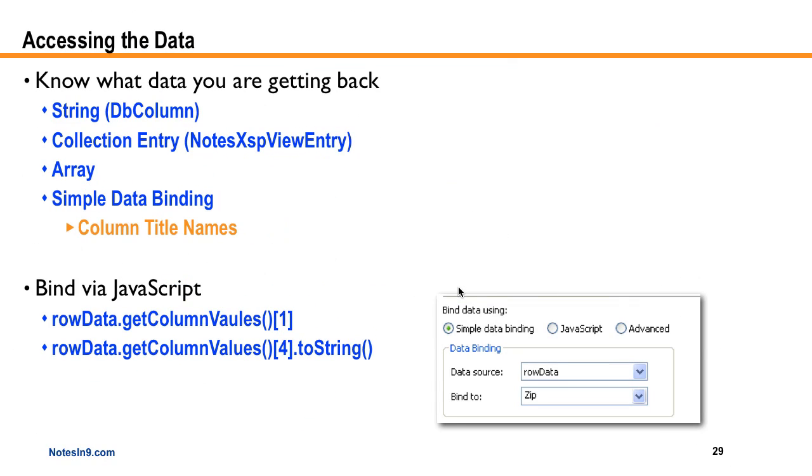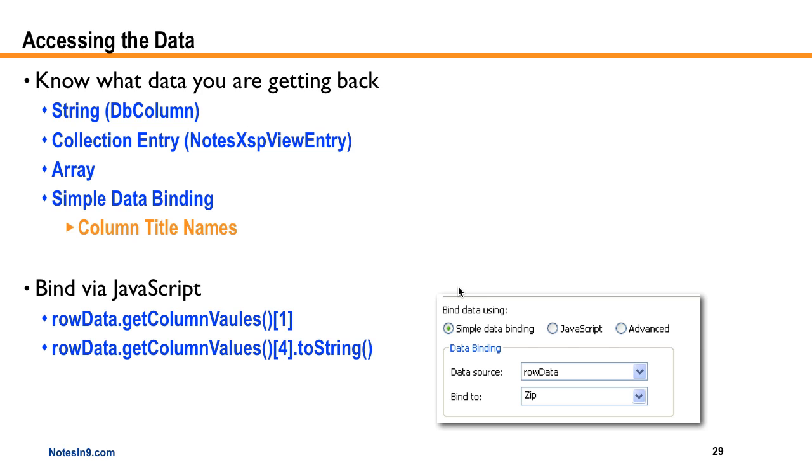Okay, so when you're doing this binding, it's important to know, because it has confused me a lot in the beginning, what you're getting back. So what is rowData going to be? If you're doing a DB column or DB lookup, you're actually getting back a string. So when you want to throw it into a field, you just throw in rowData because it's just a string. But if you do anything with a collection or a view, you're getting a NotesXspViewEntry, which is very similar to a NotesViewEntry. So you have to handle that a little differently.